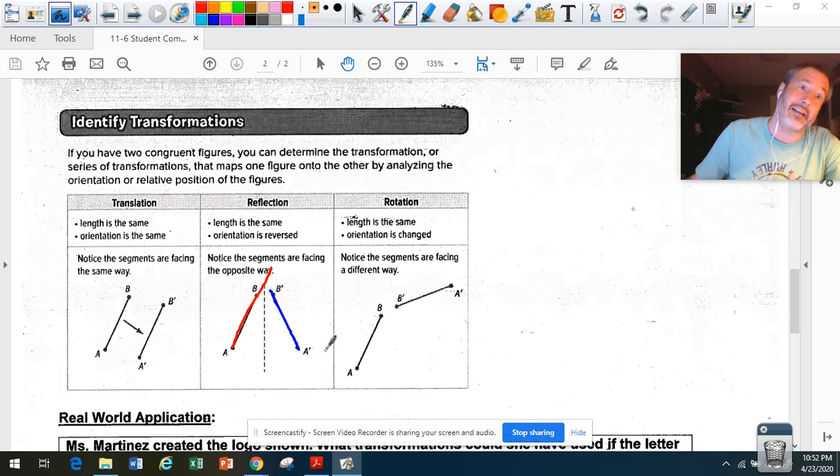Okay, it's pointing left, let's say. Okay, pointing right, pointing left. They're going in opposite ways. So that is our reflection. That's our reflection across our line of reflection right there.